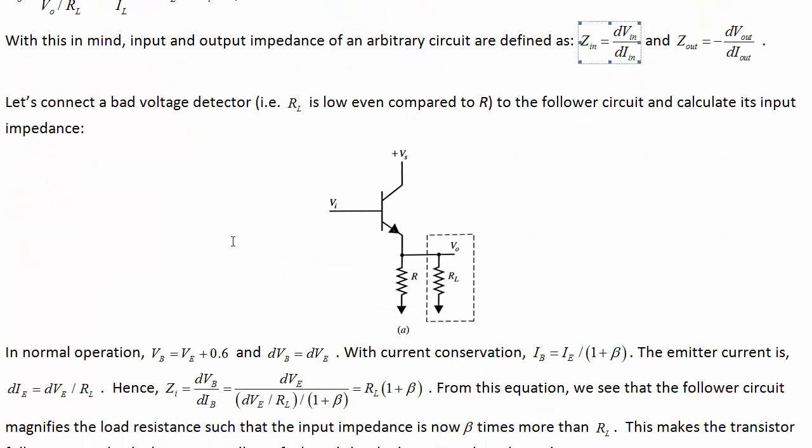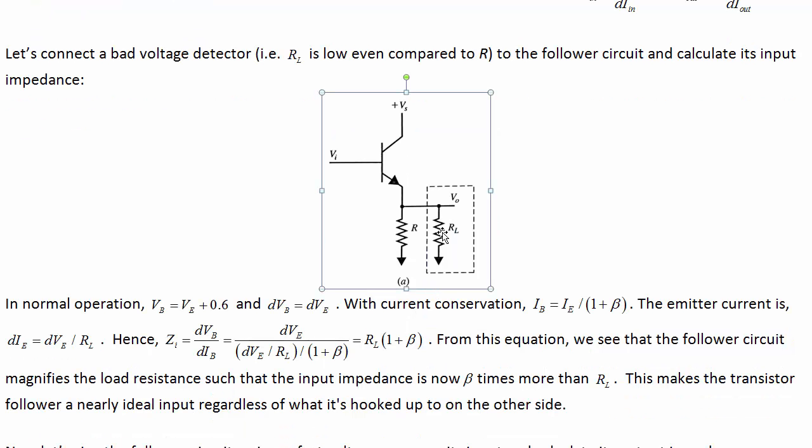Okay, let's connect a bad voltage detector to the output of our transistor follower. So this is a voltage detector. A perfect voltage detector would have infinite input impedance, so it's not going to affect the circuit when it's trying to measure voltage. But this is a bad voltage detector, so it's got some input impedance which is pretty low. Let's even imagine that it's much lower than R, so that we can look at this as the entire output now. And what we want to do is look at what the impedance of this circuit appears to be, so what the new input impedance of this is.